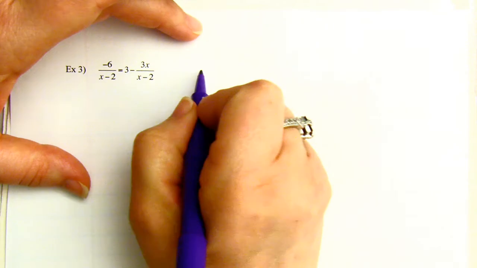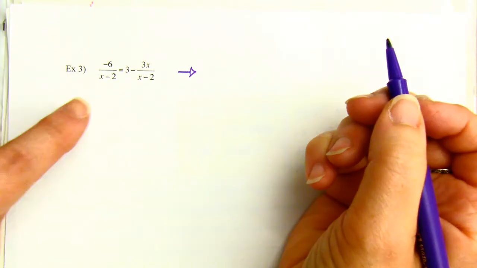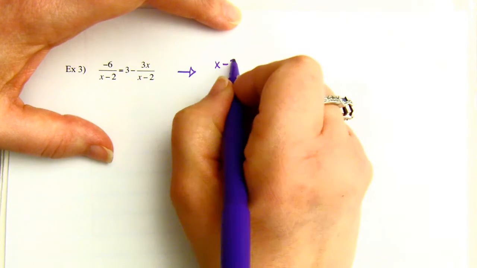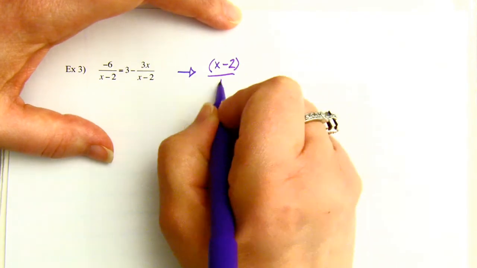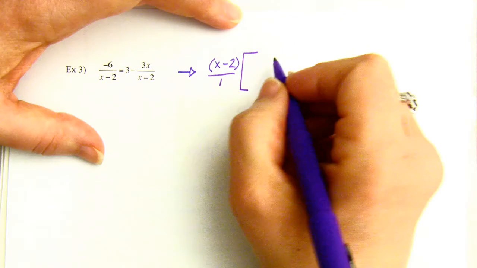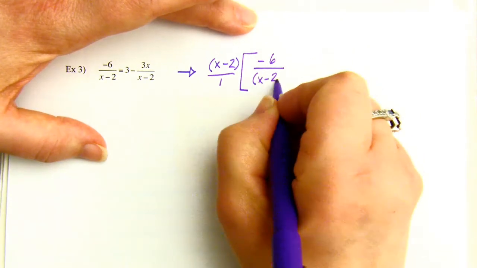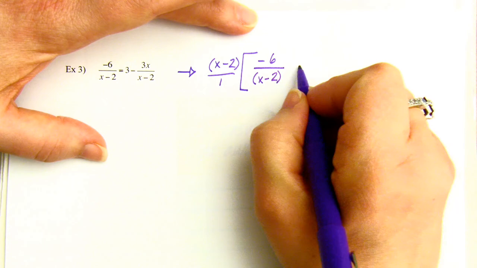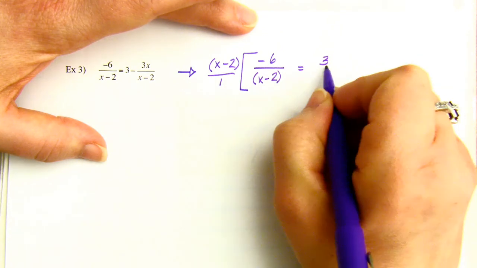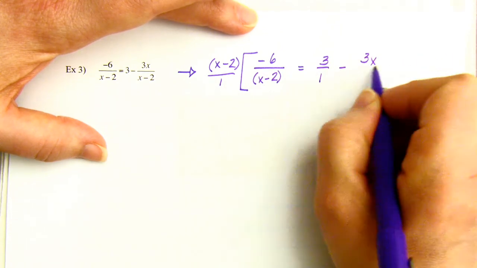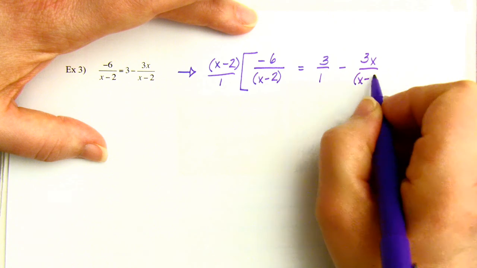All right, here's my equation. Same thing, get the LCD. What is the LCD? Well, the LCD is just x minus 2 over 1, put a bracket, negative 6 over quantity x minus 2 equals 3 over 1, subtract 3x over quantity x minus 2.